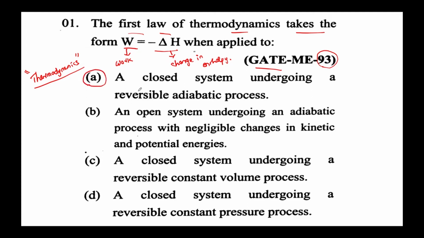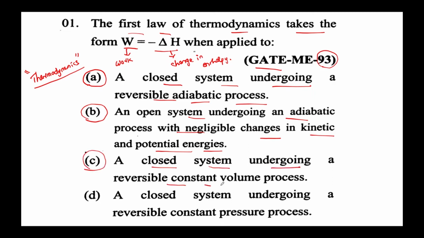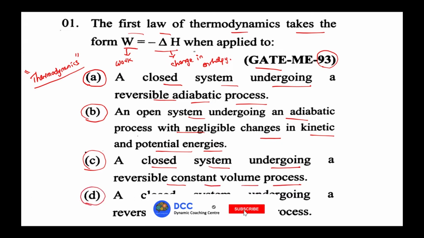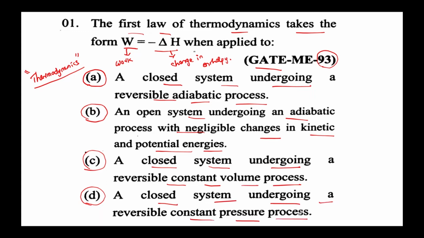Option A: a closed system undergoing a reversible adiabatic process. Option B: an open system undergoing an adiabatic process with negligible changes in kinetic and potential energies. Option C: a closed system undergoing a reversible constant volume process. And option D: a closed system undergoing a reversible constant pressure process.